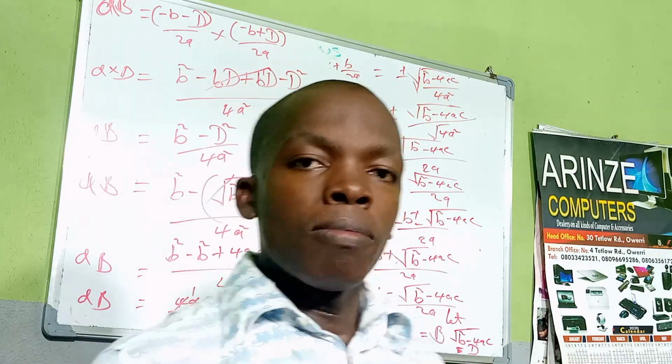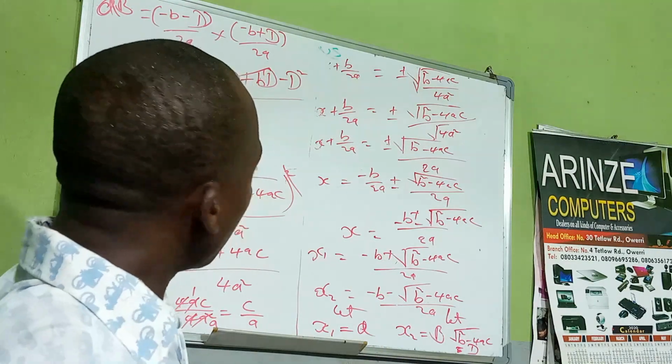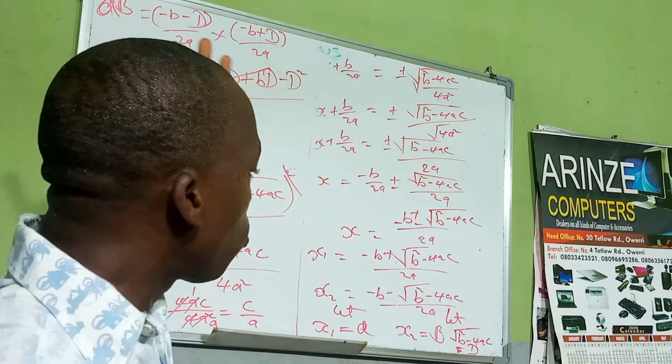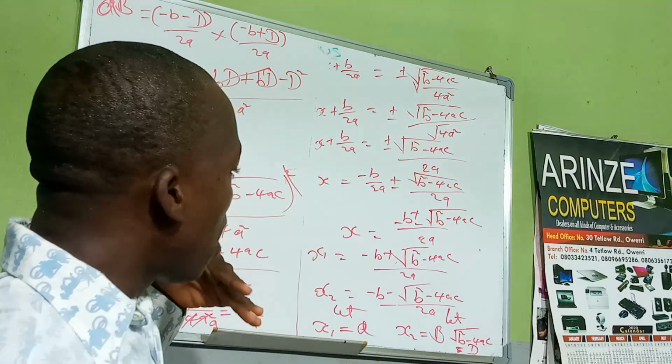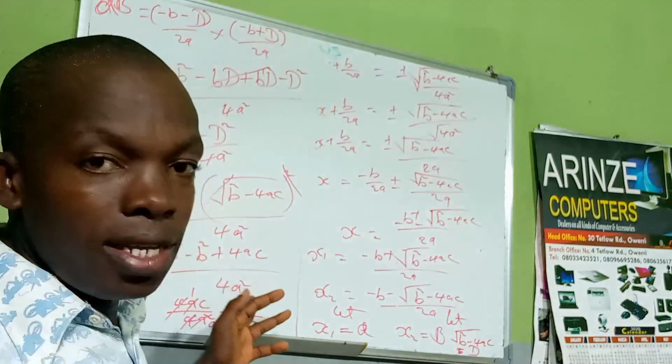Understand? So we have just tried to prove that alpha plus beta is minus b over a, and alpha times beta is c over a.